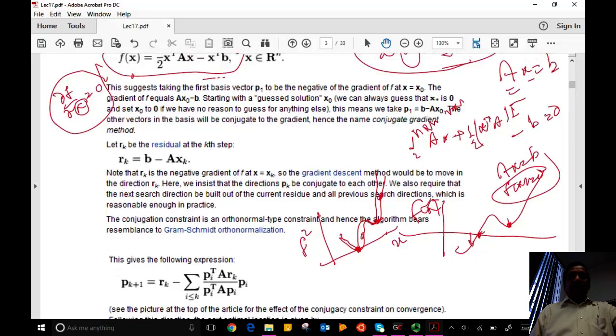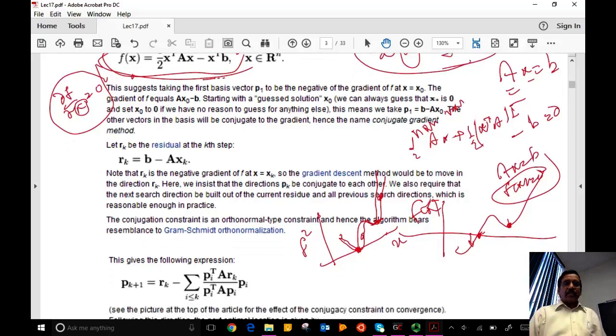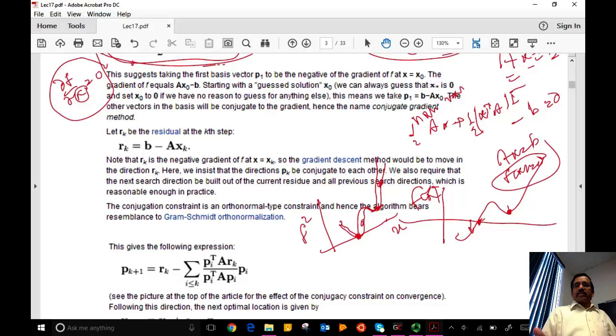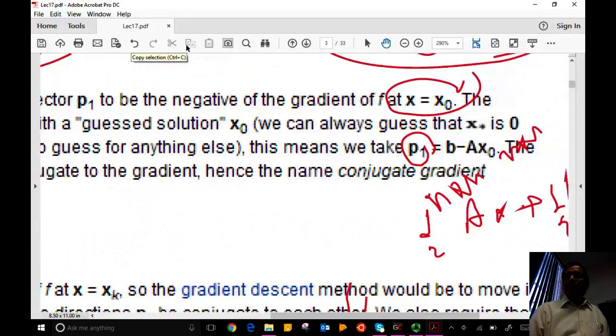Okay, so that's the essential idea, to minimize this through a sequence of operations. And the algorithm proceeds like this. You start by making an initial guess x0, and you calculate a residual. You call this vector p1, b minus Ax0. I don't know whether you can see this. Okay, so here you see. So I can calculate p1.